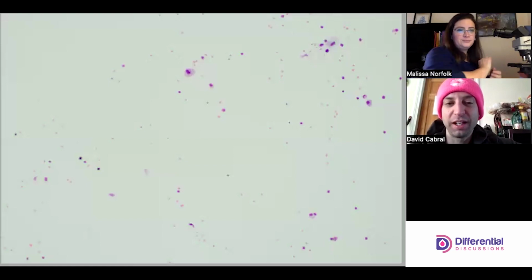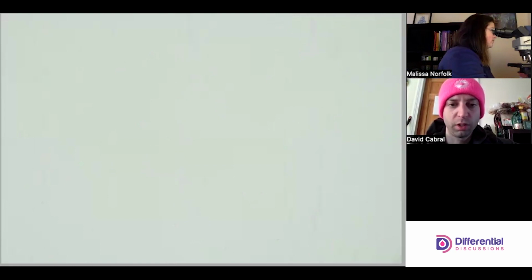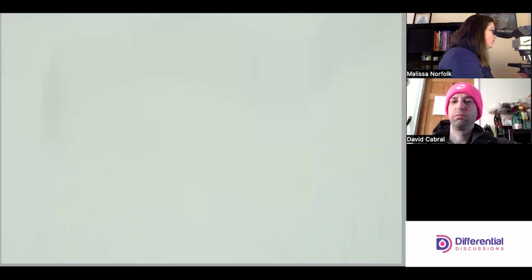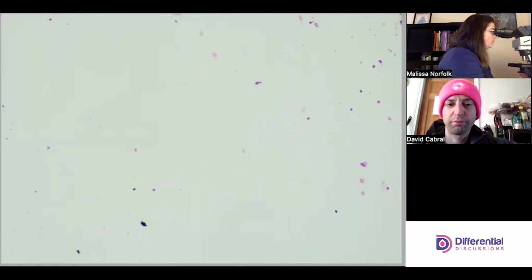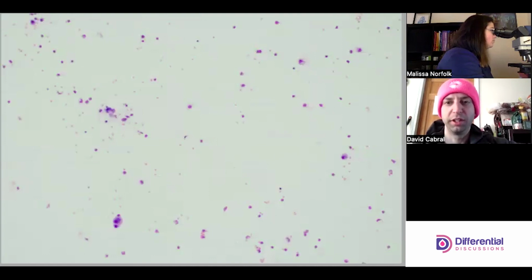So pretty cool. Looking at this one from low power, not highly cellular. So first thing I'm noting, some red cells, a couple of smudges here and there. A responsible tech will be correlating with the cell count, making sure that it's in the ballpark of expectation.